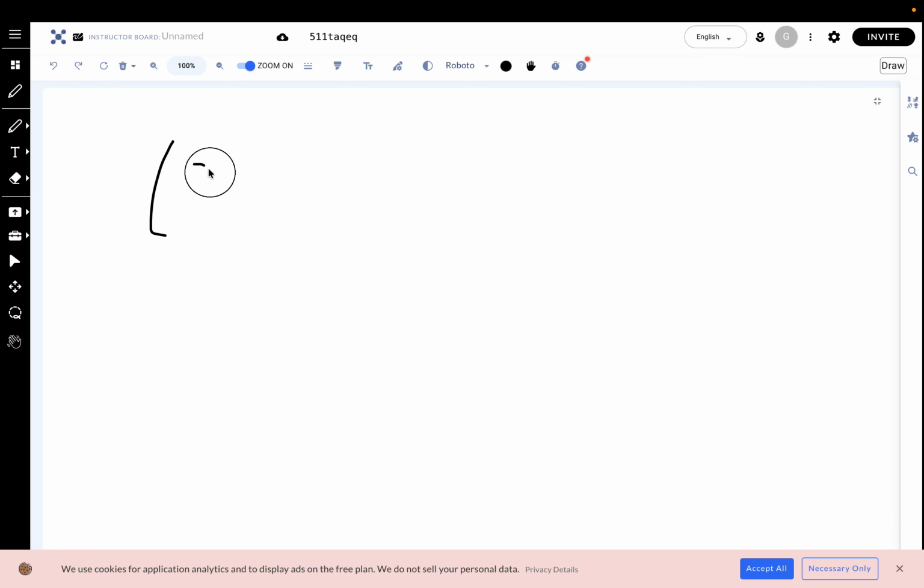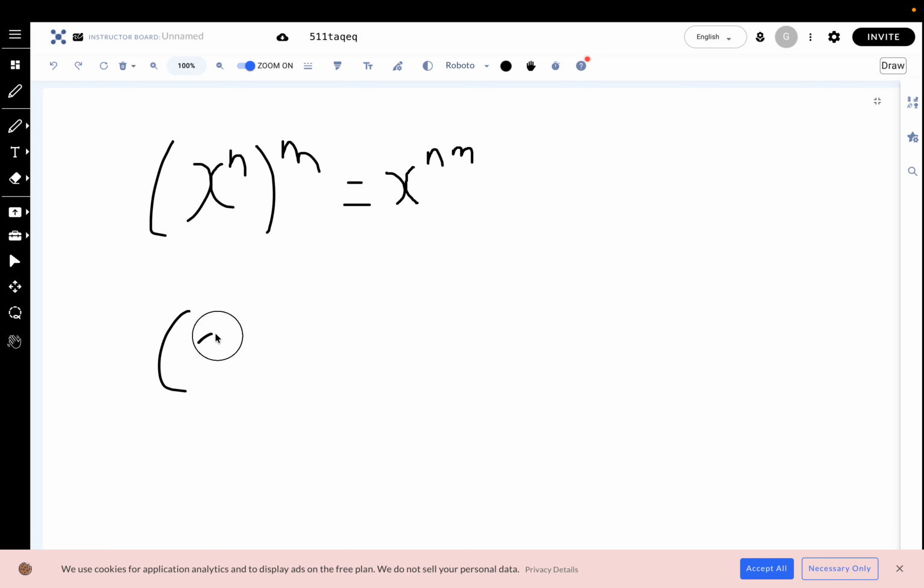This, I'll call it power of a power. So x to the power of n, to the power of m. So just now we used addition, right? But this is like a whole other level. We have to use multiplication. So we have nm. So let's take a look at some real examples.